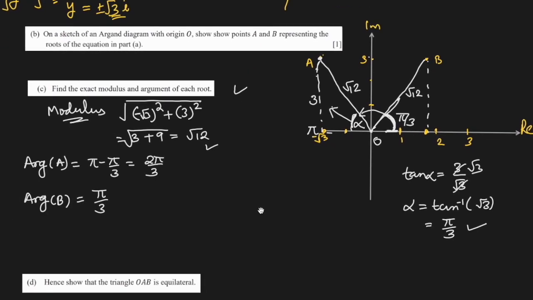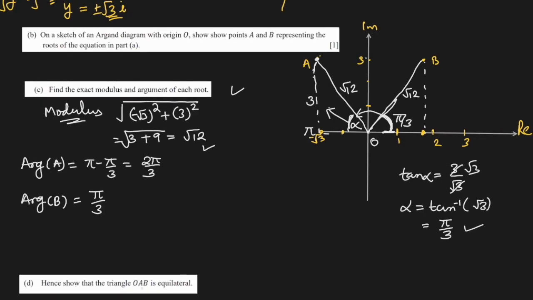Hence, show that the triangle OAB is equilateral. We can easily do that by finding this distance. This is square root 12, this is square root 12. If this distance also comes out to be square root 12, it will be an equilateral triangle. But they have used the word hence. Hence means we have to use modulus. We can't use the distance formula.